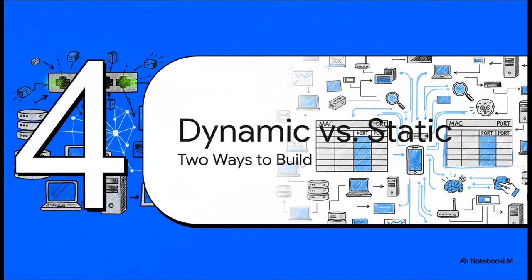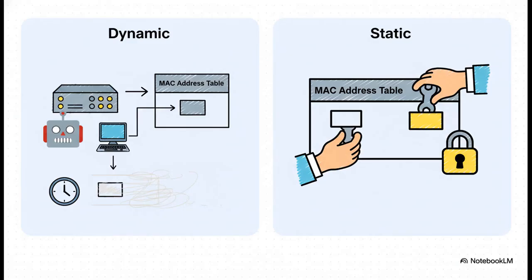So that automatic learning process we just went over, that's how dynamic entries get created. But that's not the only way. Network admins can actually step in and create manual or static entries to have a little more control. And here's the main difference. Dynamic addresses are the default. The switch learns them on its own, and, this is key, they age out and get deleted if a device goes quiet for a while.